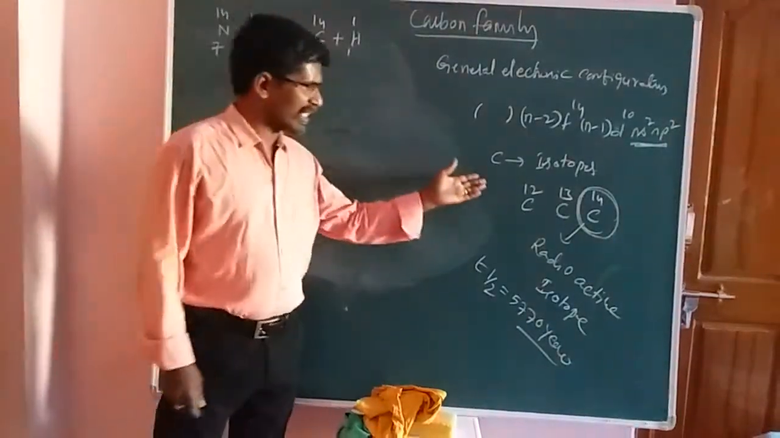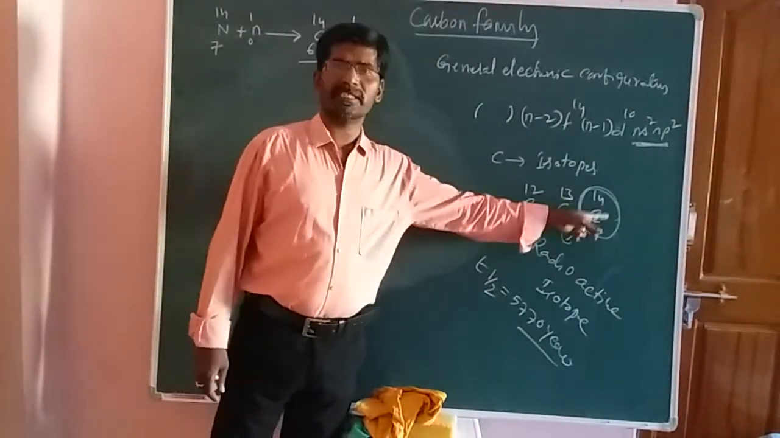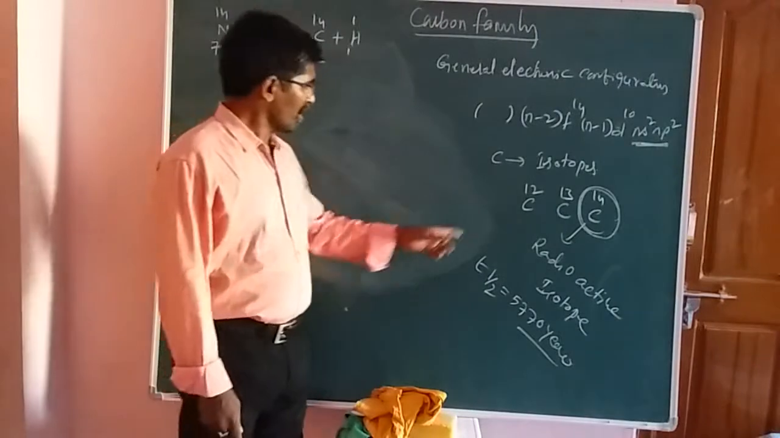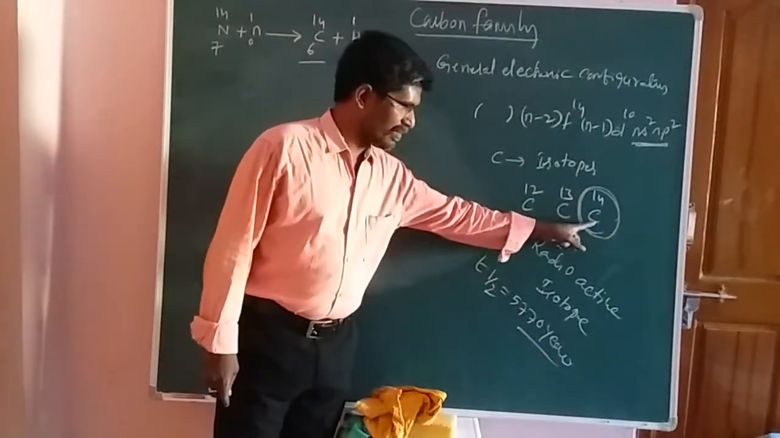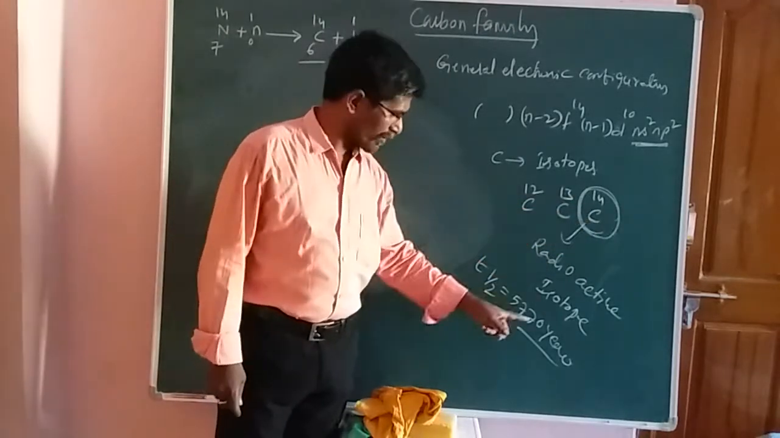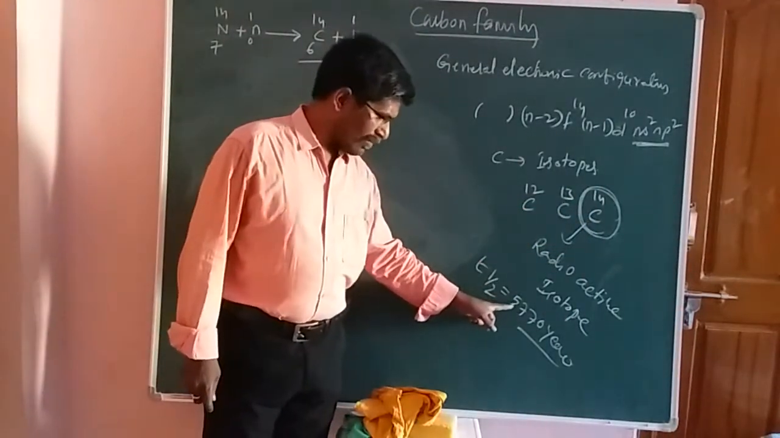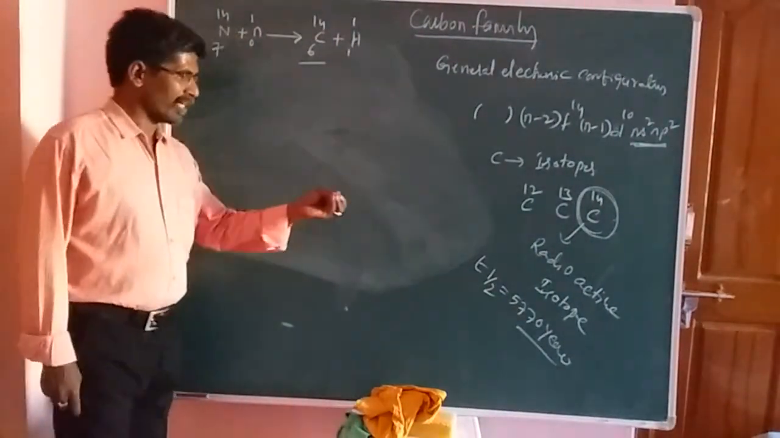It contains three isotopes: the C12 isotope, the C13 isotope, and the C14 isotope. C14 is the radioactive isotope. Its half-life period is 5770 years. That is the half-life period of this one.